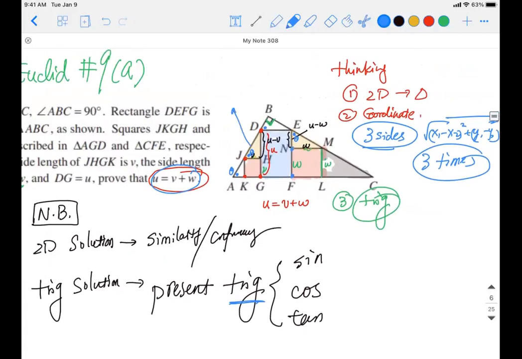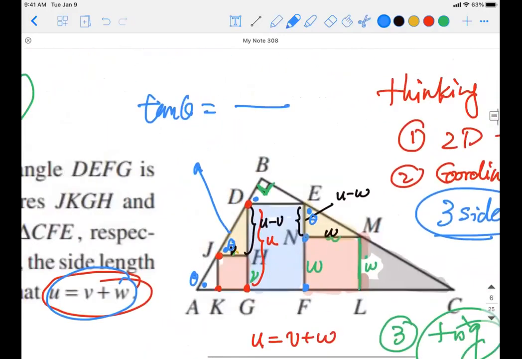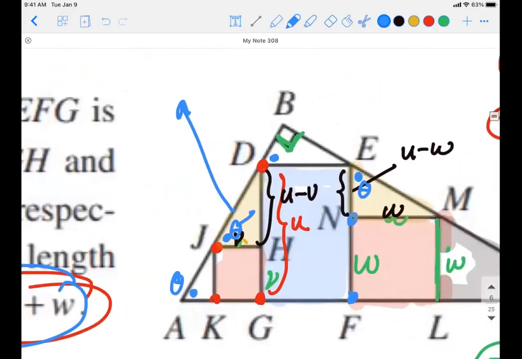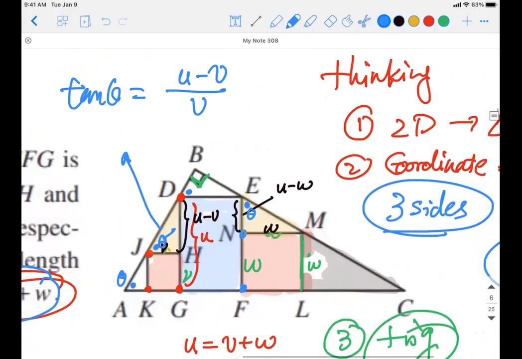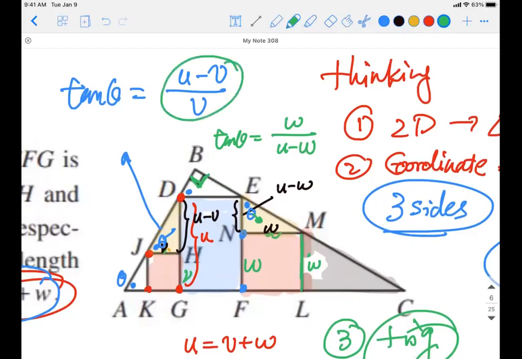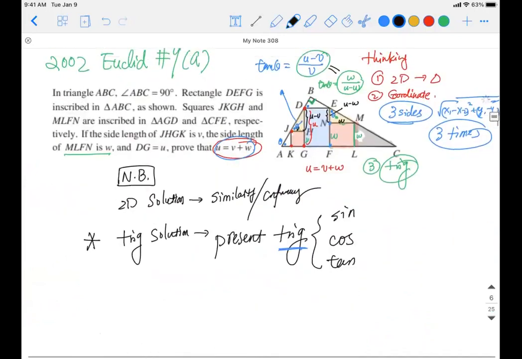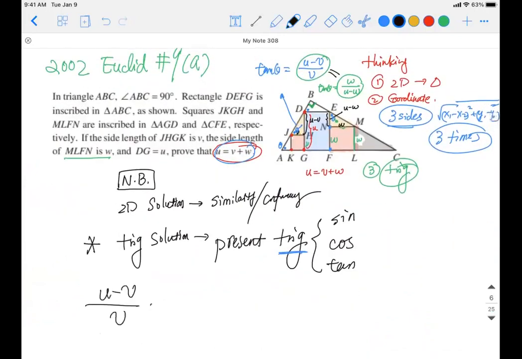In this triangle, let's say tangent theta will be equal to what? It will be equal to (U minus V) over V. Is that right? Tangent theta is opposite over adjacent. Here, exactly the same thing. Your tangent theta will be equal to W over (U minus W). Is that right? You just have to make sure these two are equal to each other. So let me put it here one more time: (U minus V) over V equals W over (U minus W).